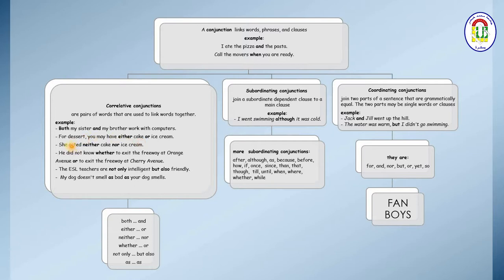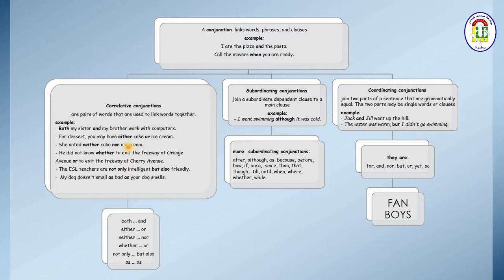She wanted neither cake nor ice cream. Here it can be considered as a reply. So she wanted neither cake nor ice cream. So there is no choice.